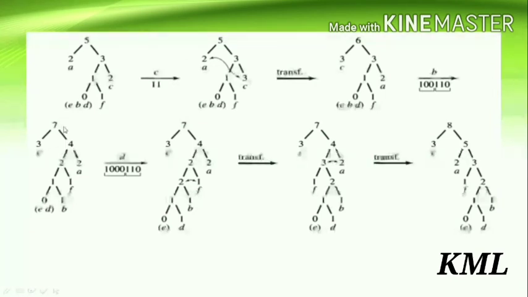So now check the sibling properties. So 7, 4, 3, 2, 1 and 0. Up till now it is fine. Then this 4 plus 3 becomes 7. Before it was 6, now it is 7. So this is the tree after processing B.